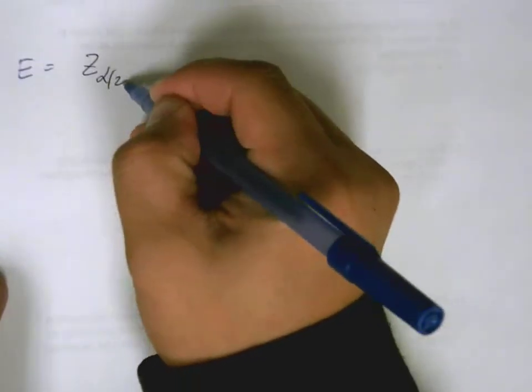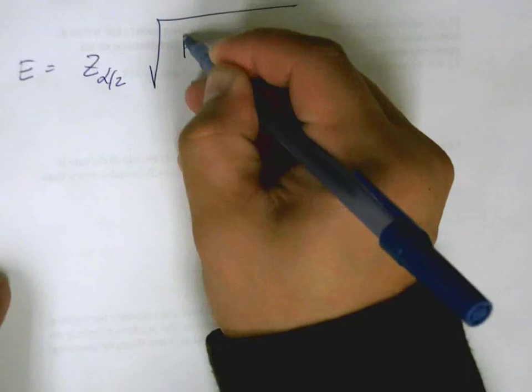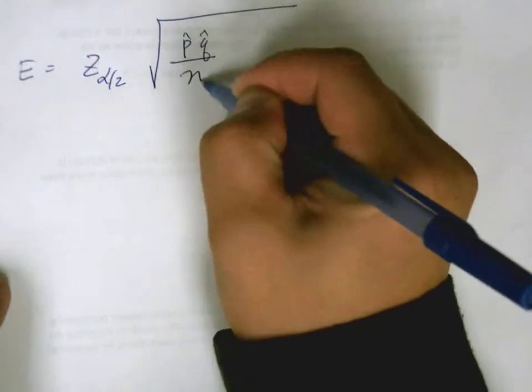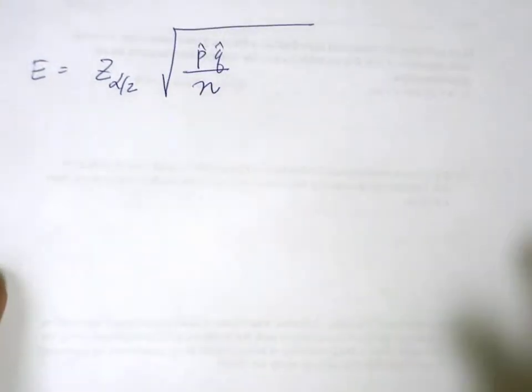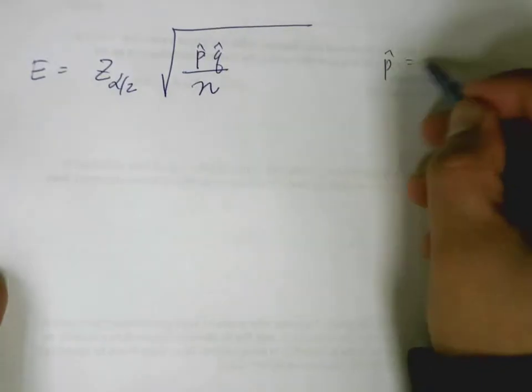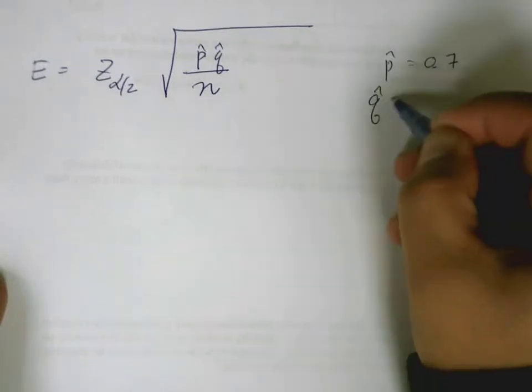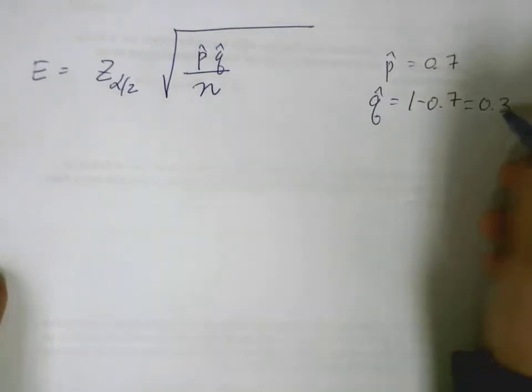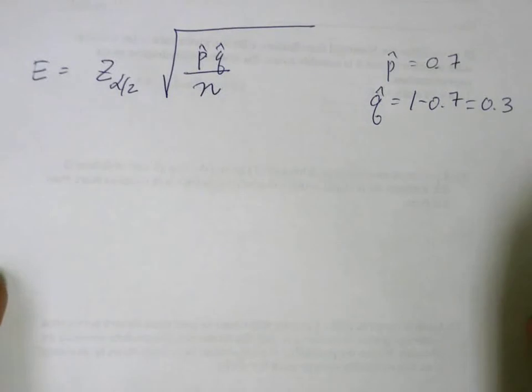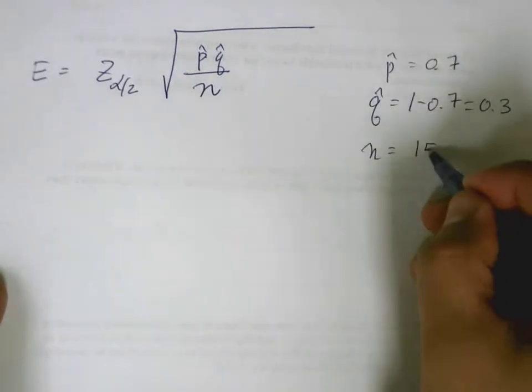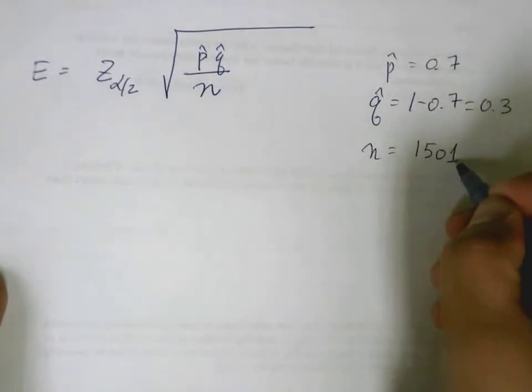So remember the formula for margin of error, that E is equal to Z alpha over 2 times the square root of P hat Q hat all divided by n. So we already know that P hat is 0.7, so that means Q hat, which is 1 minus 0.7, is 0.3. And n, which was given to us in the problem, is 1501. Now let's see what this Z-score is.